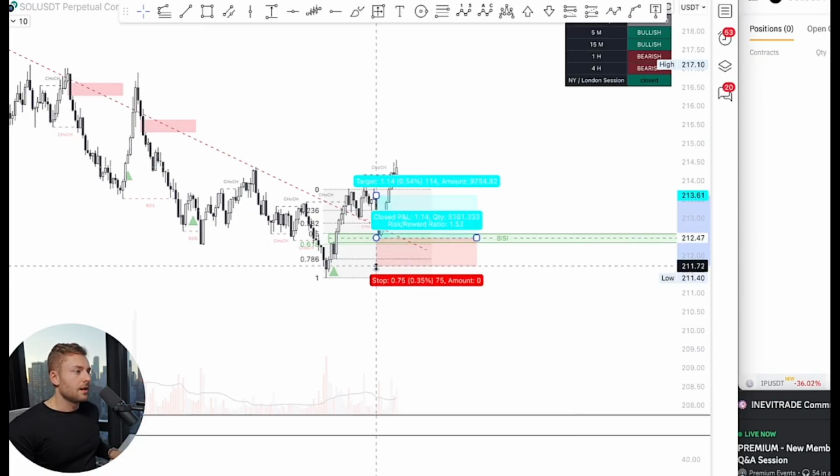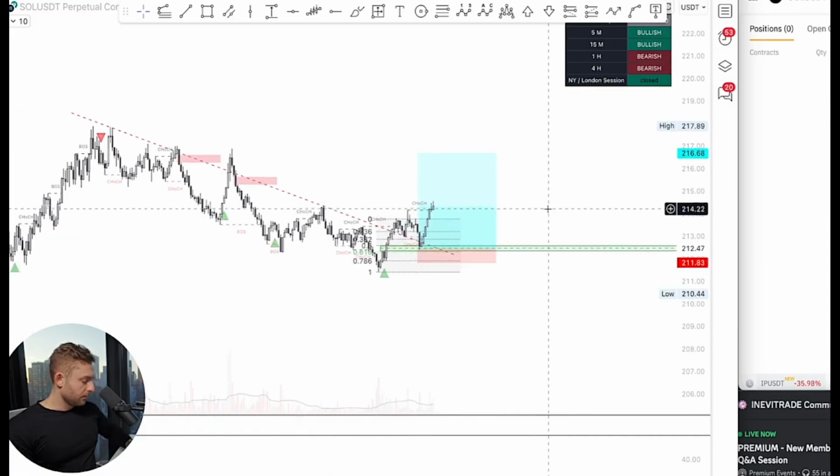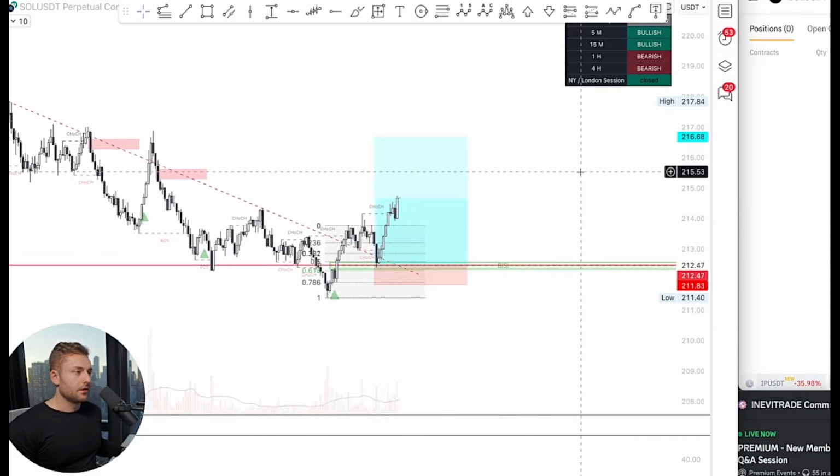Midpoint of that fair value gap underneath this candle here. Take profit to be determined. Once we get the change of character, we reduce our risk to break even, and then we allow the trade to sort of play out.